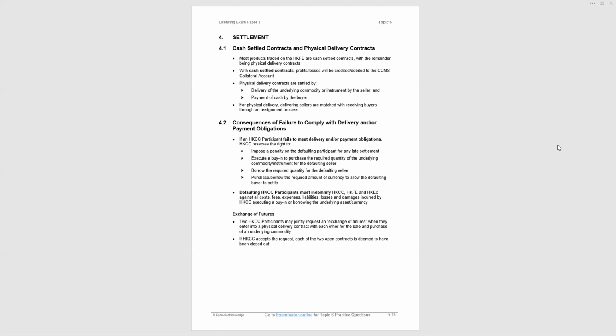That completes topic 6. Now, I reckon about 8 questions, and as you will have picked up, it's highly technical material. There are some very, very common areas of examination, the participantship, the continuing obligations, etc. The more technical material with margin calculations, I wouldn't be too concerned about.